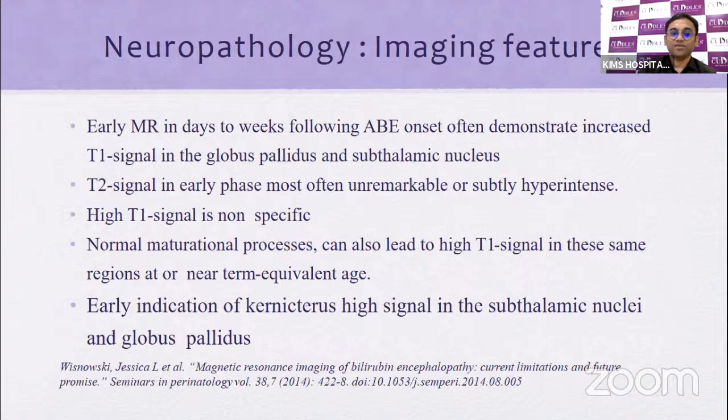However, without any significant history, the presence of high T1 signal alone is non-specific for bilirubin induced neurological dysfunction, because the normal maturation process can also sometimes lead to high T1 signals in these regions. Early indication of kernicterus is given by the high signal in the subthalamic nuclei and the globus pallidus in babies who have high risk factors, with high bilirubin levels, for bilirubin induced neurological dysfunction.